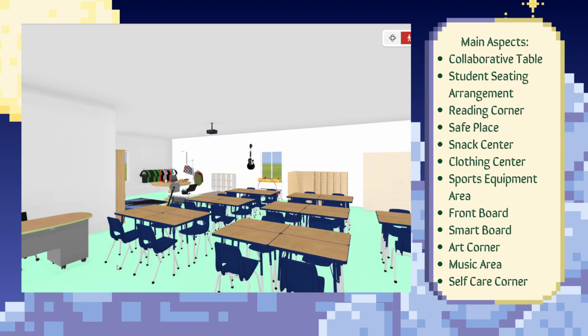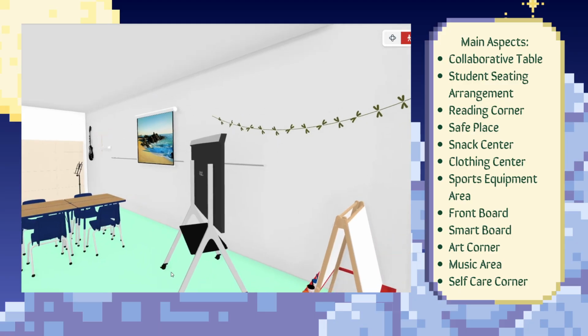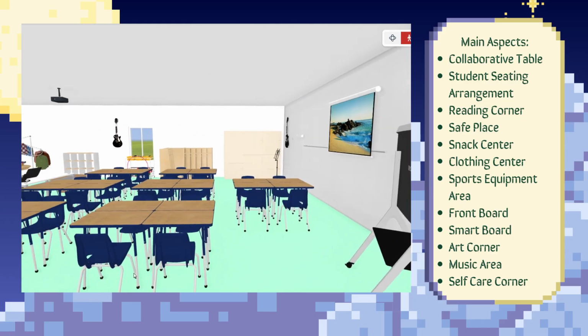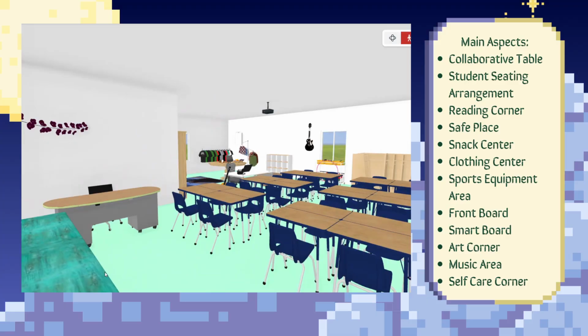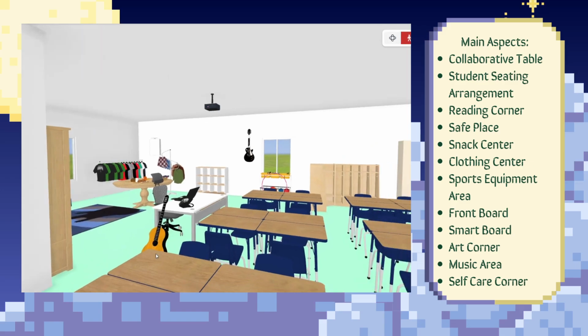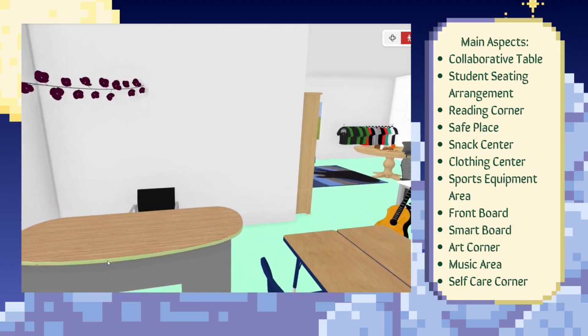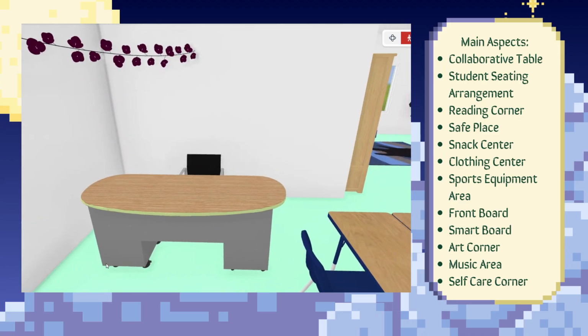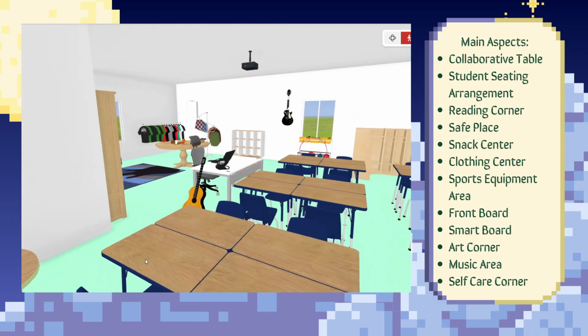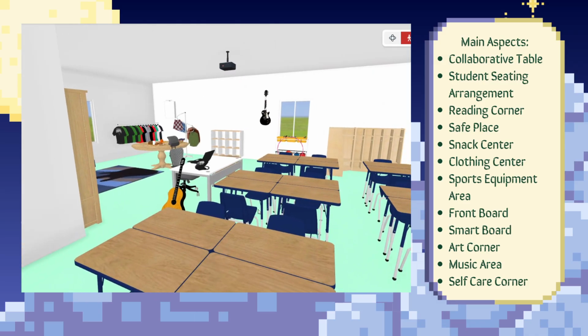So the first aspect that I would like to discuss today are the collaborative table, moving on to the student seating arrangement, the reading corner, the snack place, as well as the safe place, the clothing center, the sports equipment area, the front board, as we can see in the image at this current moment, as well as the smart board, the art corner, the music area, and the self-care corner.